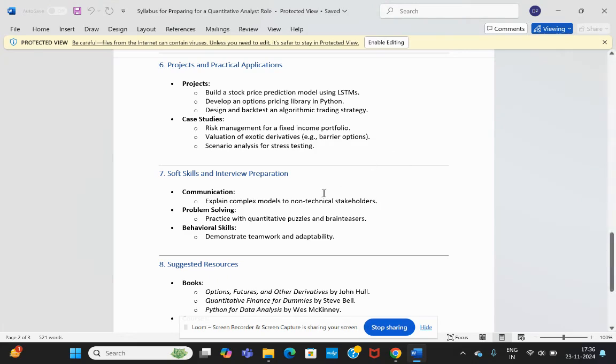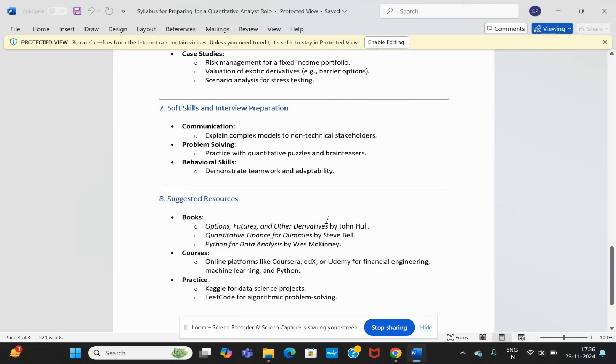And I will suggest some books that you should refer to gain more knowledge regarding the quantitative analysis and market analysis field. For books, you can refer to Options, Futures, and Other Derivatives by John Hull, Quantitative Finance for Dummies by Steve Bell, and Python for Data Analysis by Wes McKinney.